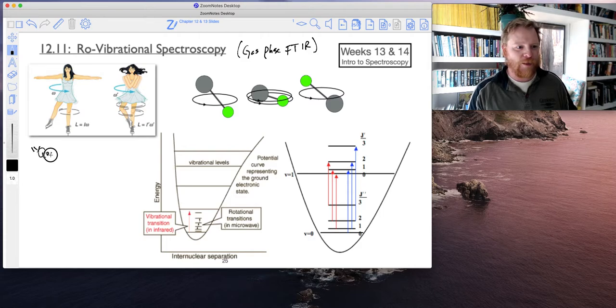So we'll call this here the quantized ice skater or quantized figure skater, however you want to think of it. Okay, so let's go back to the basics.